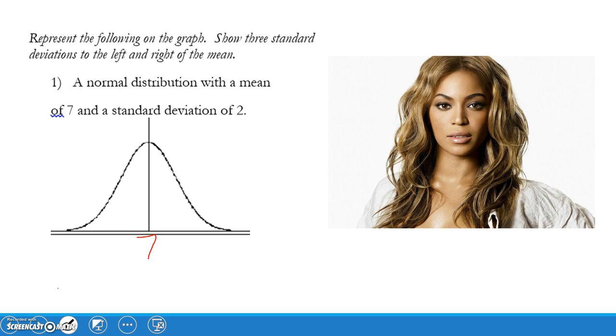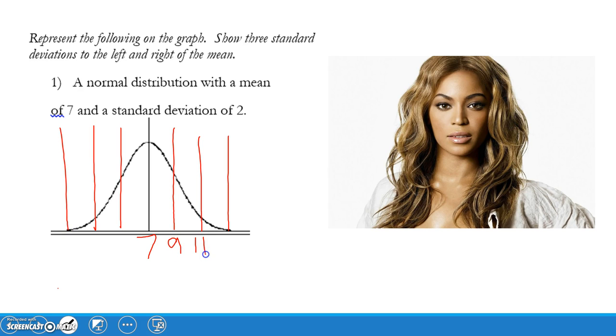And then it says 3 standard deviations to the left and right. What that means is you draw 3 lines to the right and 3 lines to the left. Now with standard deviation of 2, what you do is each line skips 2. So this one would be 9, then 11, and then 13. This one would be 5, then 3, then 1.